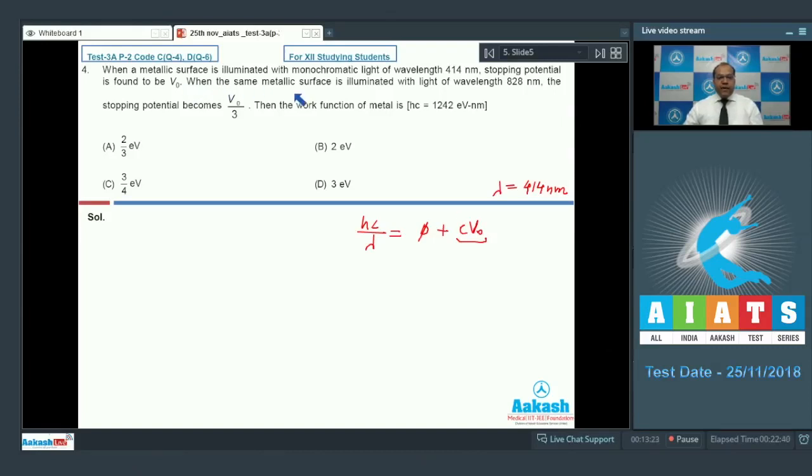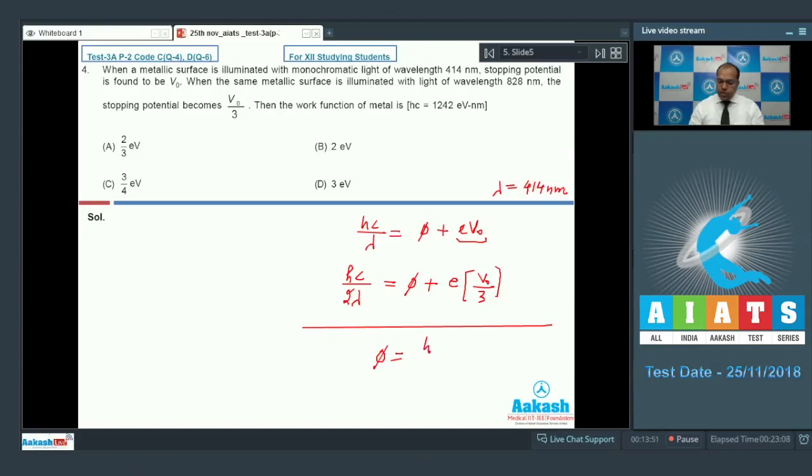Further, when the same metallic surface is illuminated with a light of 828 nanometer, that is 2 lambda, the stopping potential becomes V0 by 3. Then the work function of the metal is? So for the second part we can write hc by 2 lambda is equal to work function phi plus e into V0 by 3. So if I solve these two equations, I get phi.